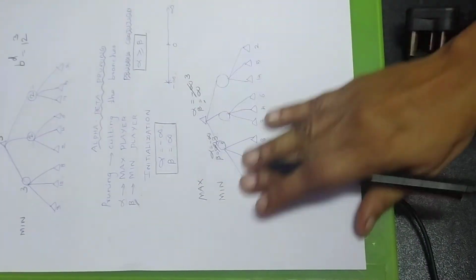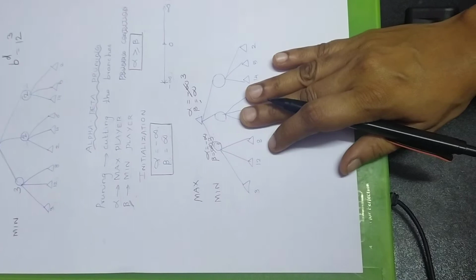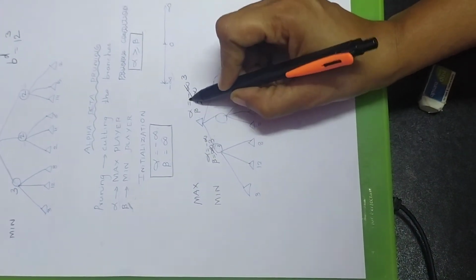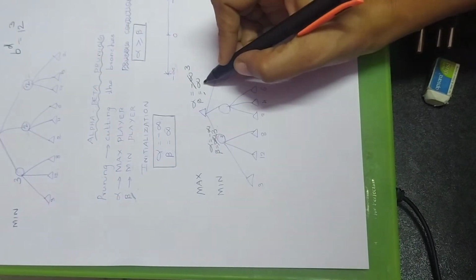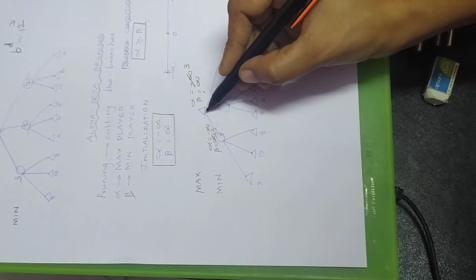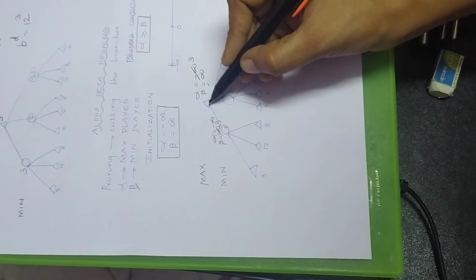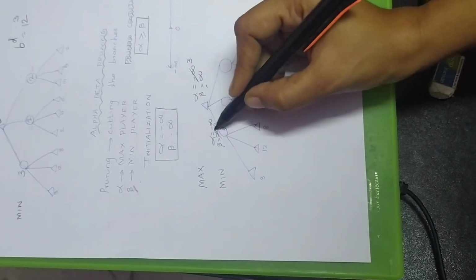Let us consider this tree. Again, the same tree is considered here also. Alpha is equal to minus infinity and beta is equal to infinity. We will start the traversal towards the left child, so the same values are reflected here.